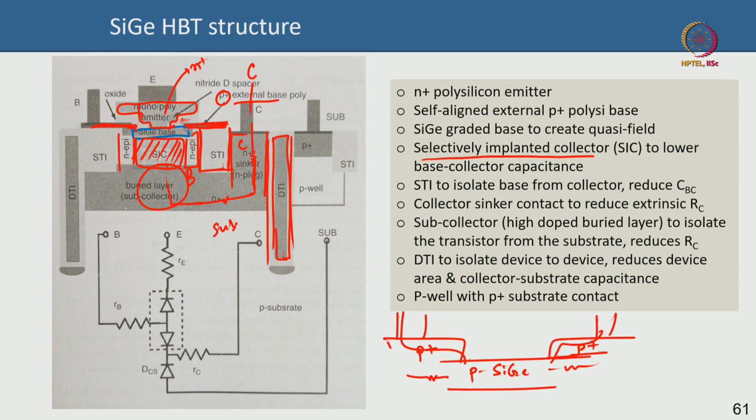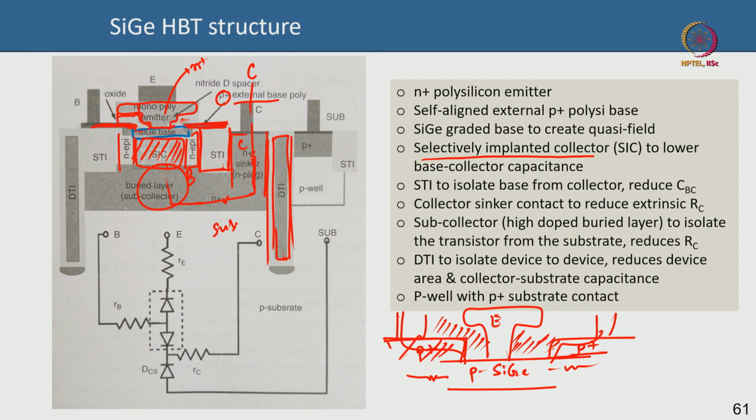Okay. The point to note here is that the oxide spacer is there that separates this p-type polysilicon, and there is an emitter here, correct, like that polysilicon emitter. So this separation is an oxide spacer. Okay, this separation is an oxide spacer, we have to keep that in mind.